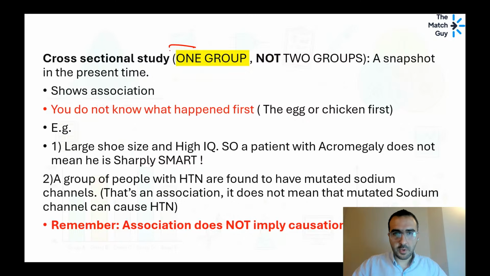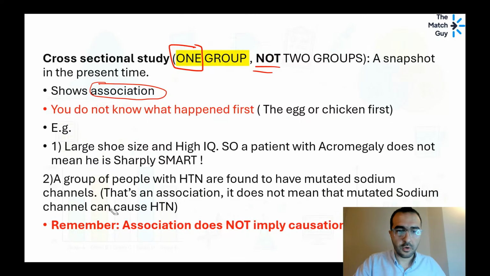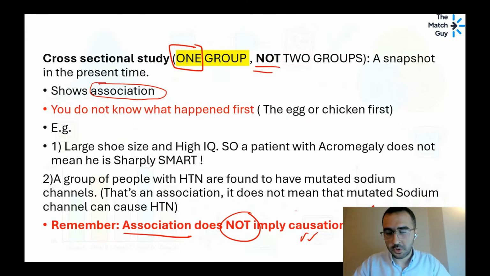Cross-sectional study, it's the same. It's one group. So I have one group and I'm doing a survey there. So it's not two groups. What is the thing about a cross-sectional study is that it's a snapshot in the present time, and it only shows association. There is a very common statistical rule that association does not imply causation. So if I mention in the same question, A is associated with B, it doesn't mean that A causes B. So make sure you notice the difference in the words.